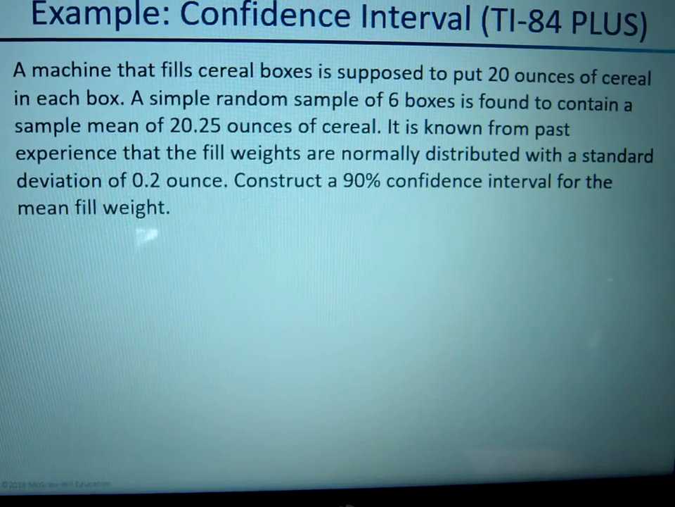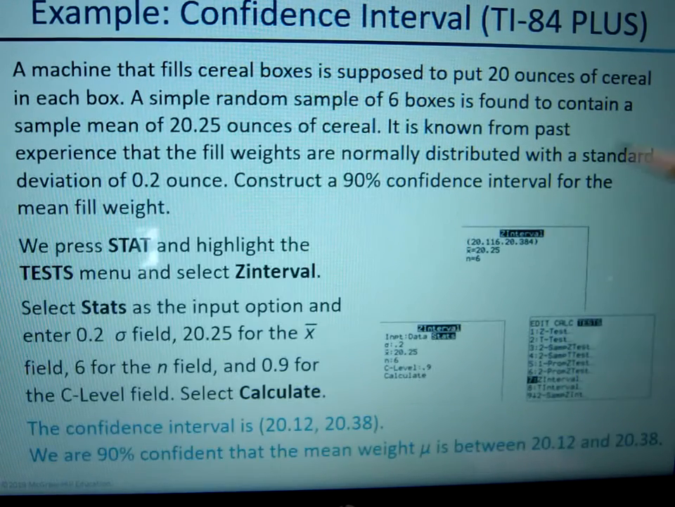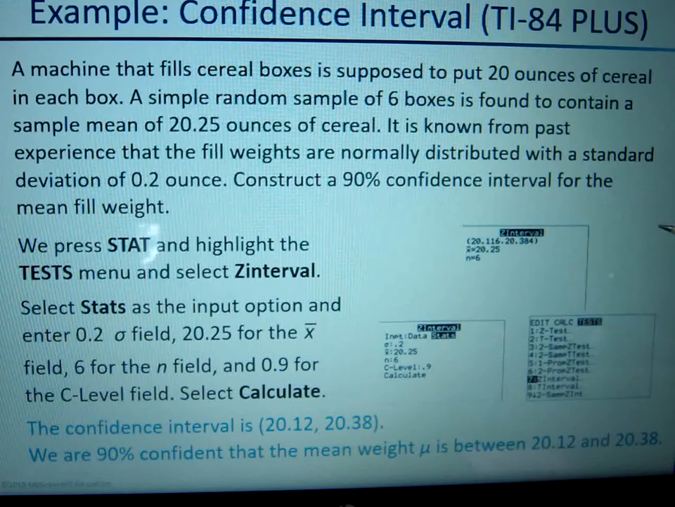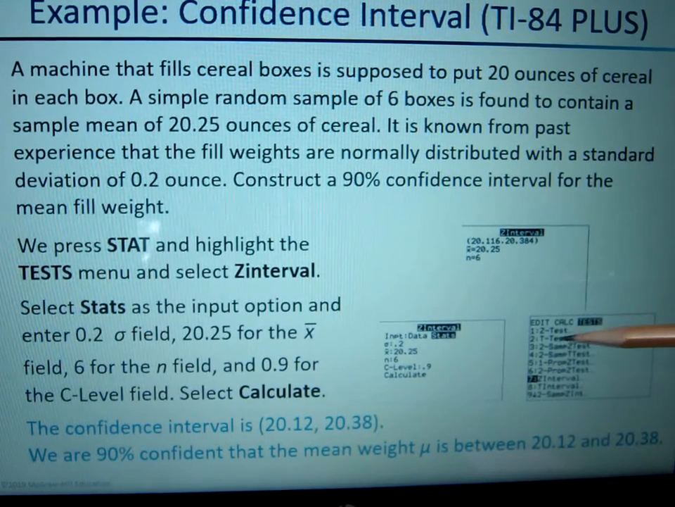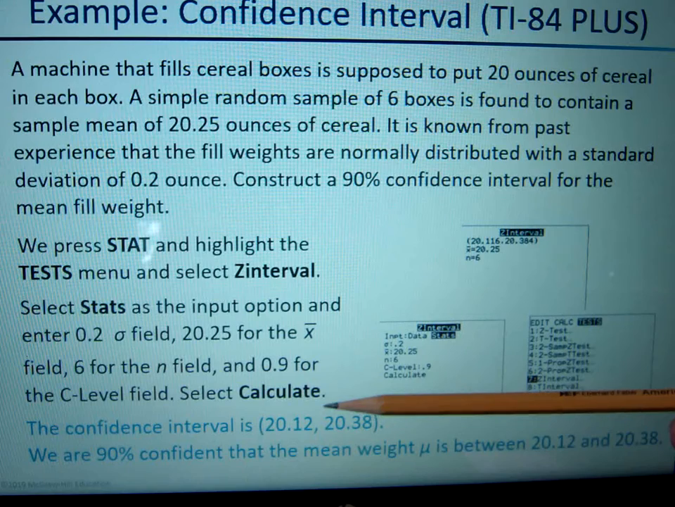So looking at this same example that we talked about a moment ago, we're going to press Stat, highlight the test, select the Z interval, and then select Stats as the input option. Enter our 0.2 in the standard deviation field, our 20.25 in our mean field, our 6 for the number in our sample, our n, and 0.9 for our C level, the confidence level, and then select Calculate. And when we do that, we will get the confidence interval of 20.12 to 20.38.